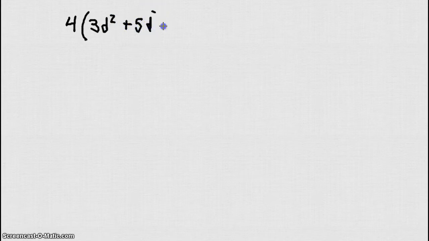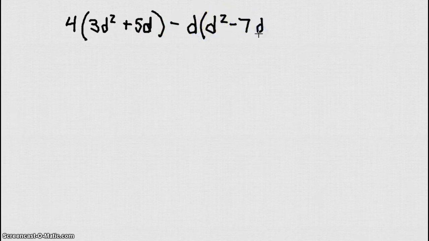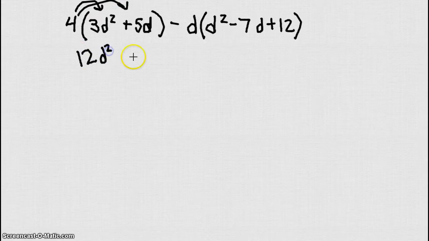So let's say we had 4 times the quantity 3d squared plus 5d, and we were subtracting that from d times the quantity d squared minus 7d plus 12. To simplify that, we're just going to distribute the two monomials there. So we'll distribute the 4. We get 12d squared plus 20d.